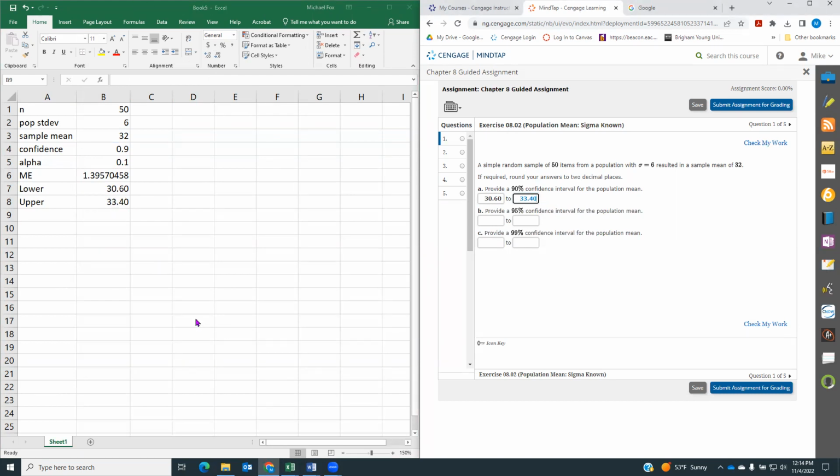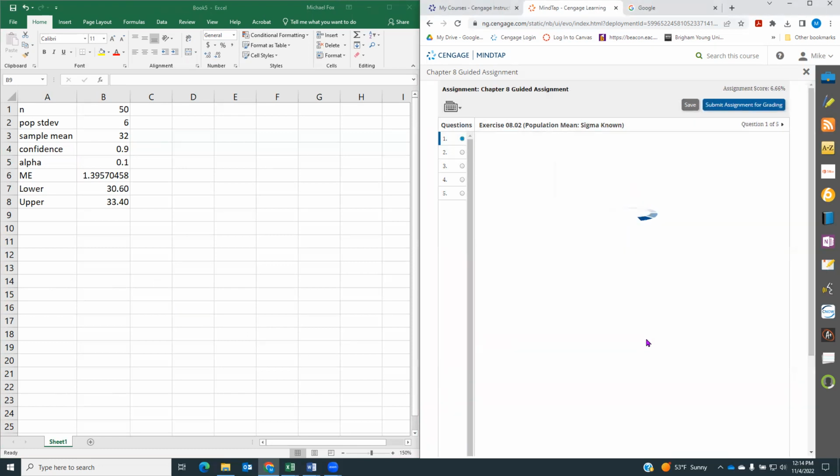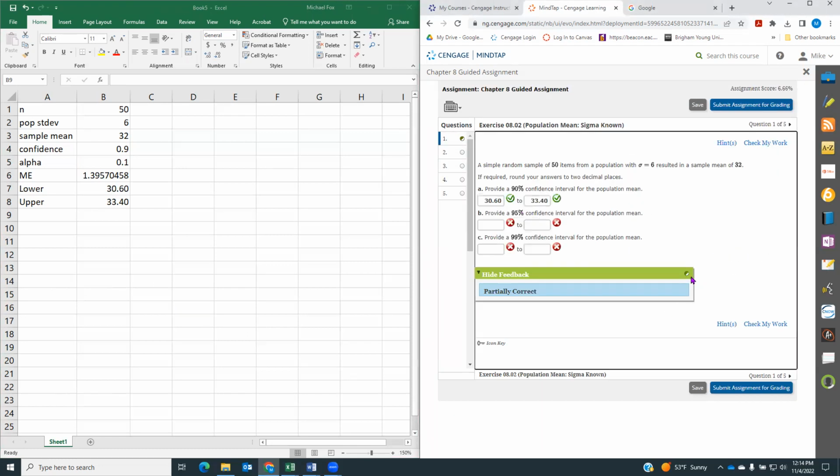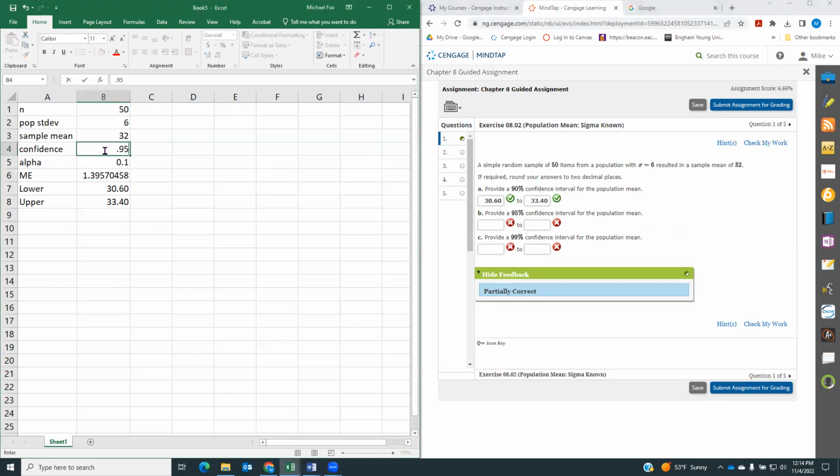Once I've established that I've set up my little calculator correctly, now all I have to do is change. The new one says provide a 95% confidence interval. So for confidence, I'm just going to put in 0.95.